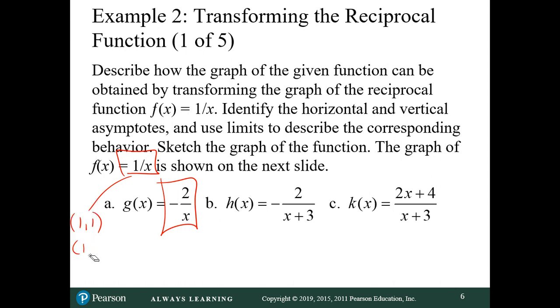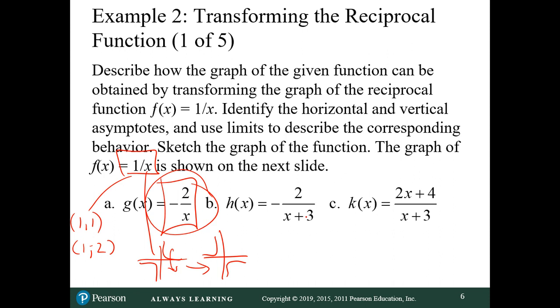This would go through the point 1, 2, but there's a negative here. So it goes through the point 1, negative 2. The negative, because this graph here looks like this. Because it's negative, it flips over the x-axis. So this one looks like this. Okay, take this one, flip it over the x-axis, and we get this one. And that's what this looks like.